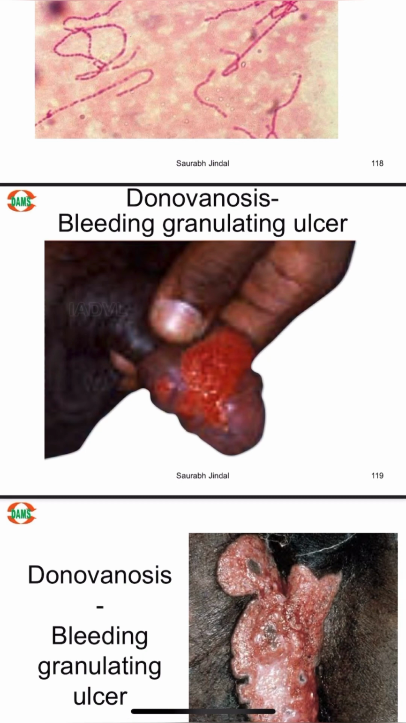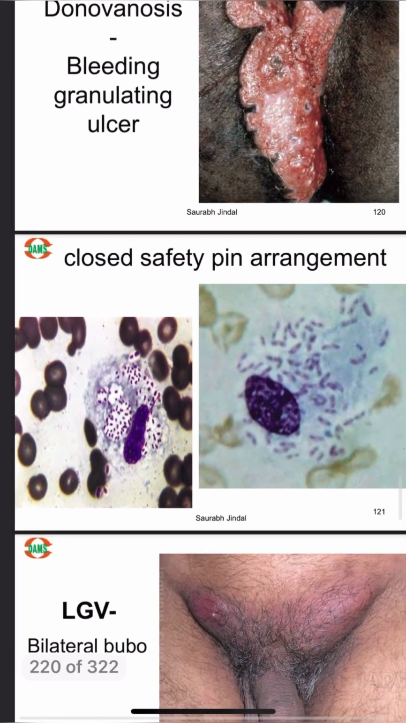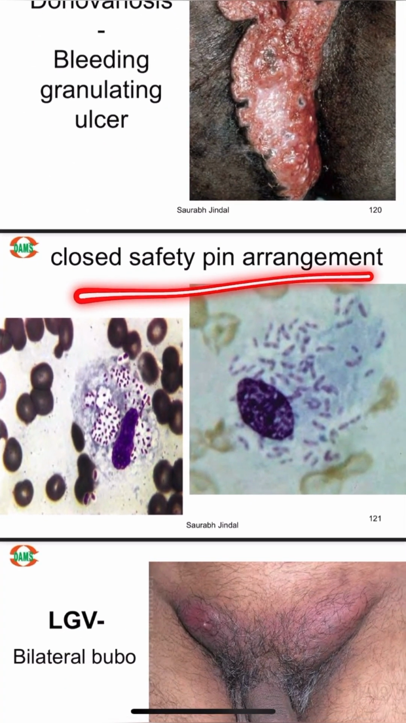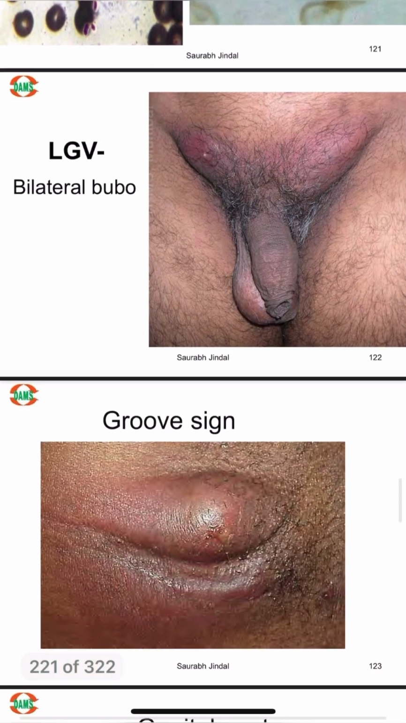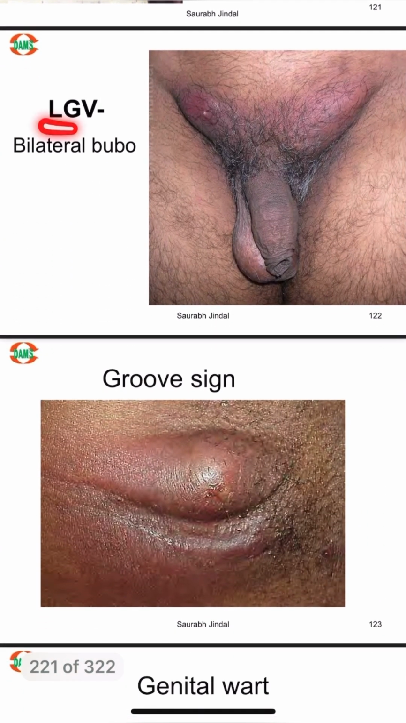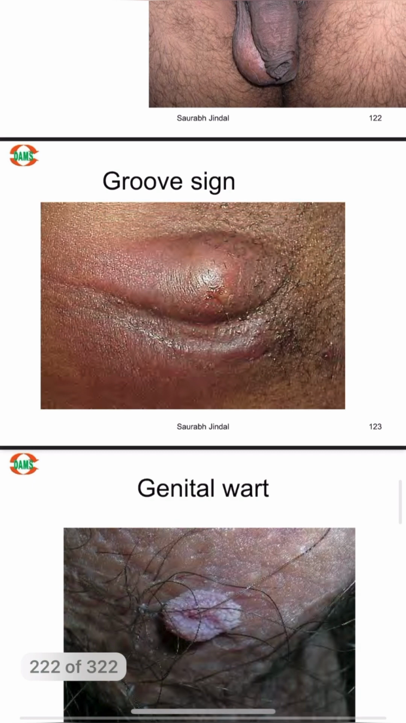Donovanosis, bleeding, granulating ulcer seen. Closed safety pin arrangement seen on staining. In LGV, bilateral bubo seen. This is groove sign.